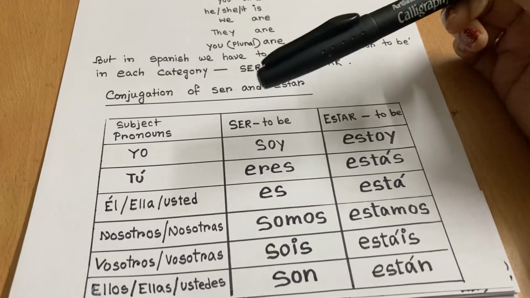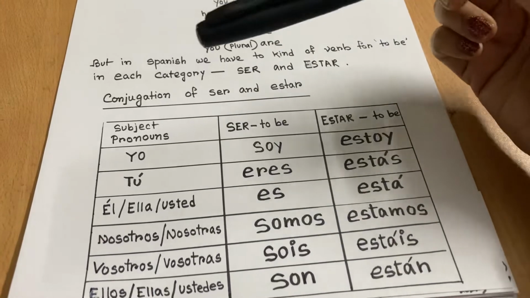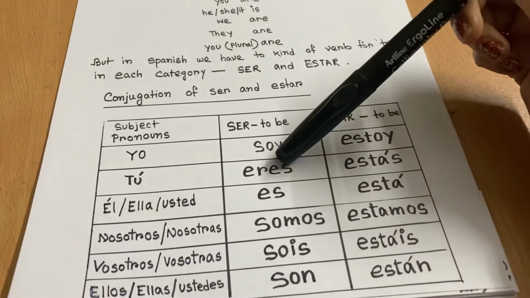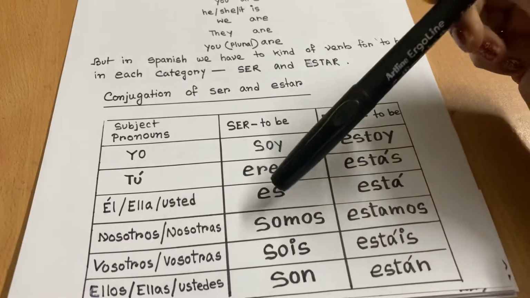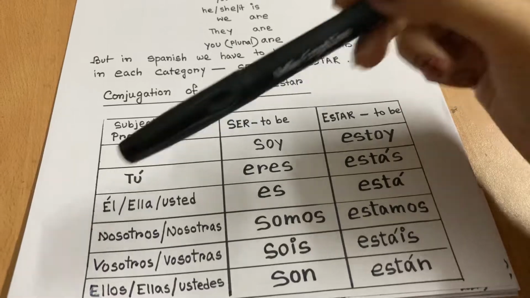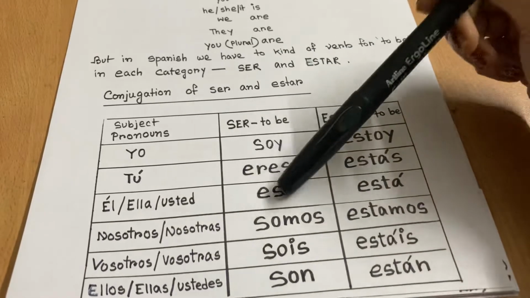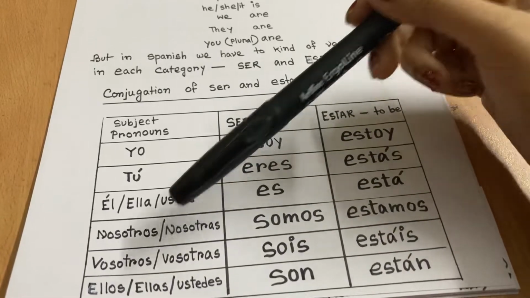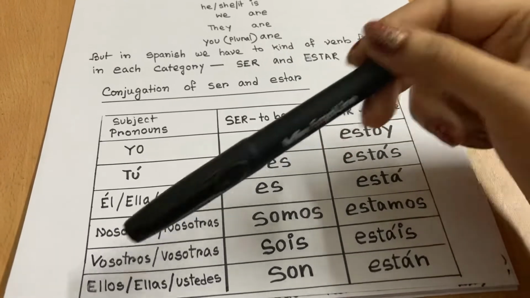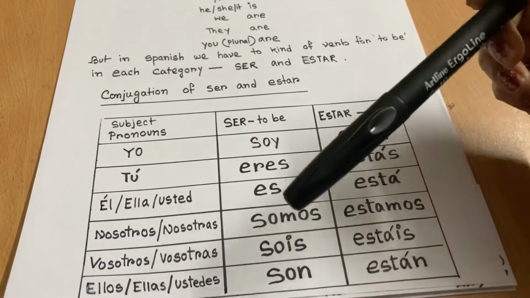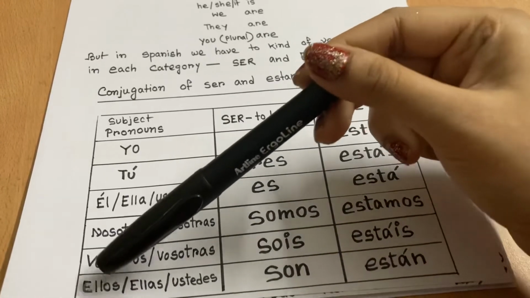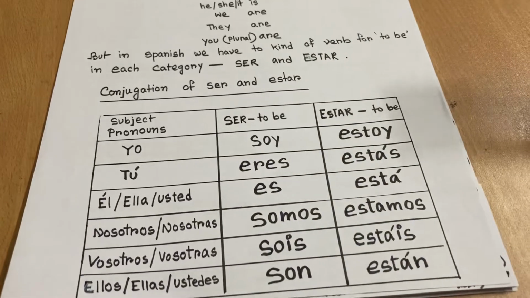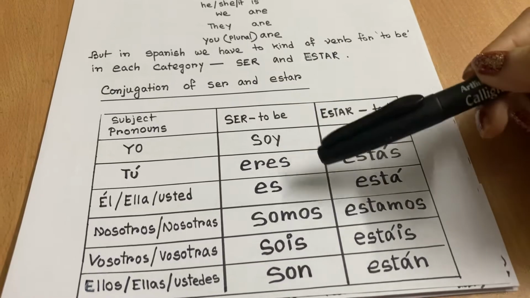First, coming to the ser verb. The conjugations are yo soy, tú eres, él, ella, usted es. That means él es, ella es, usted es. Nosotros somos, nosotras somos. Vosotros sois, vosotras sois. Ellos son, ellas son, ustedes son. Now, this is your ser verb conjugation.